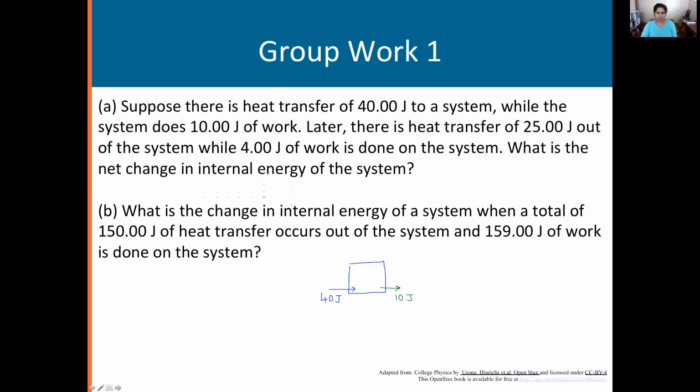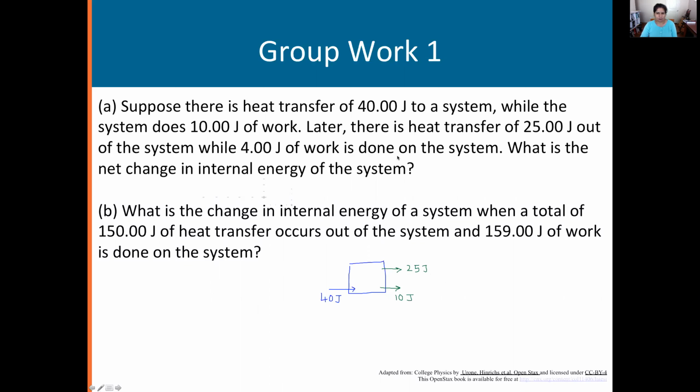Later, there is a heat transfer of 25 joules out of the system. So some heat also goes out of the system, 25. So in green, we have everything going out. In blue, we have things coming in, or energy gained by the system.